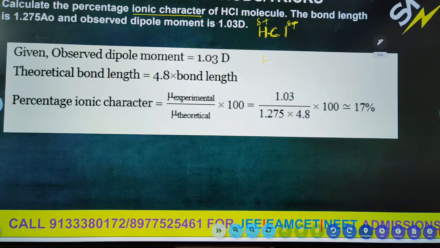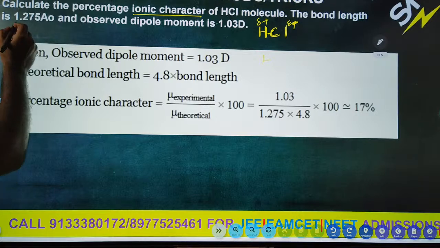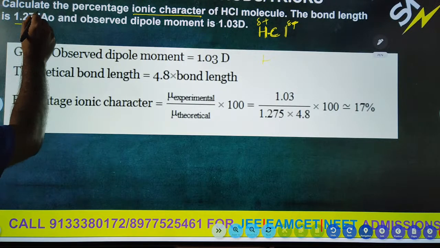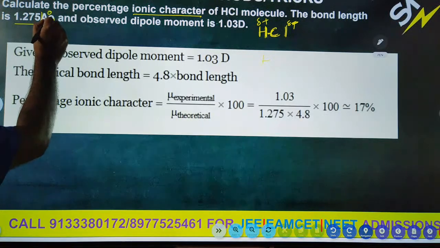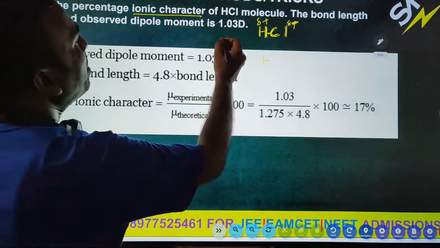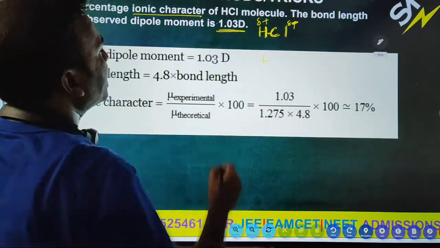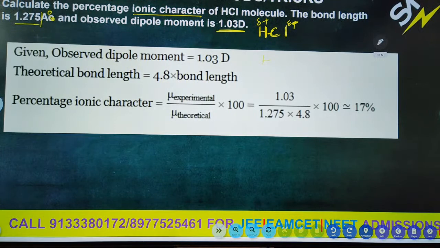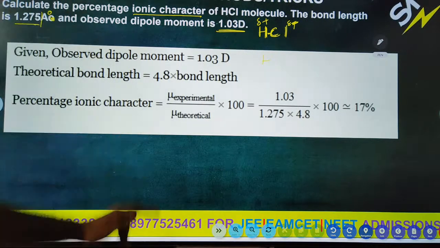The bond length is given as 1.275 angstrom units, and the observed dipole moment, which we learned just now for HCl, is given as 1.03 debye. So, if we understand the question, we proceed to the answer. Solution: given the dipole moment of HCl, how much?